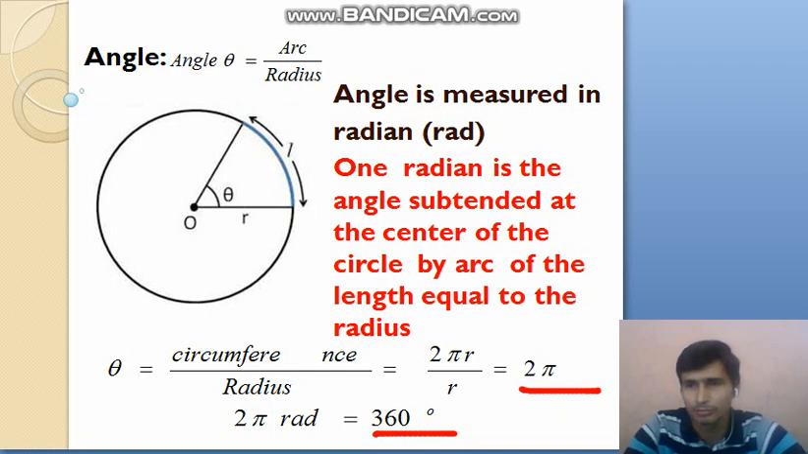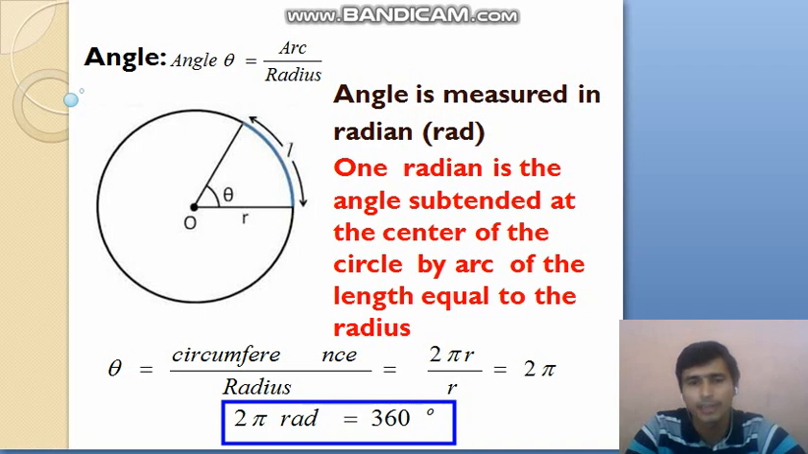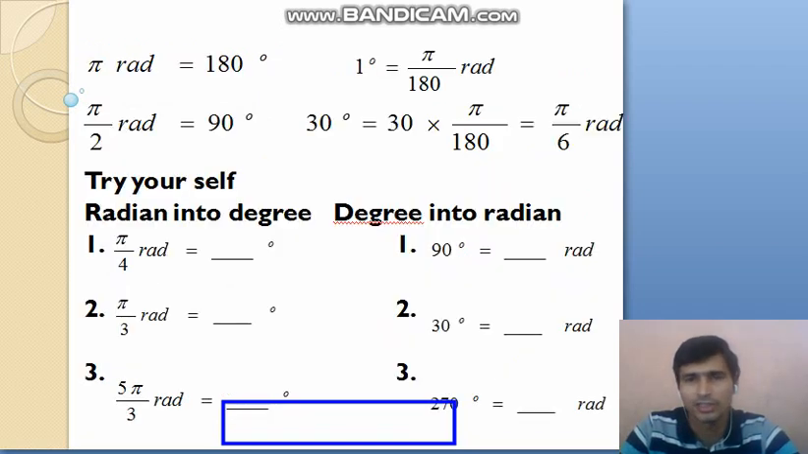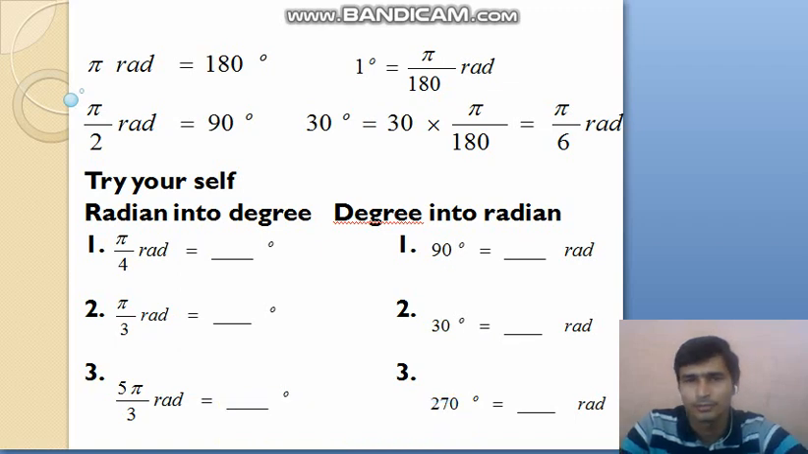That is the most important formula for the conversion of radian into degree. 2 pi radian is equal to 360 degree. From the above equation, we can consider pi radian is equal to 180 degree, and pi by 2 radian is equal to 90 degree. Similarly, we can convert pi by 4 radian, pi by 3 radian, and 5 pi by 3 radian. We can easily convert a radian into degree by placing the value of pi as 180.